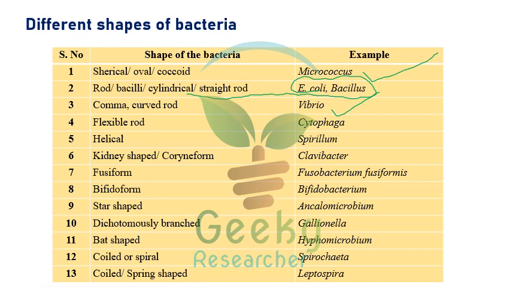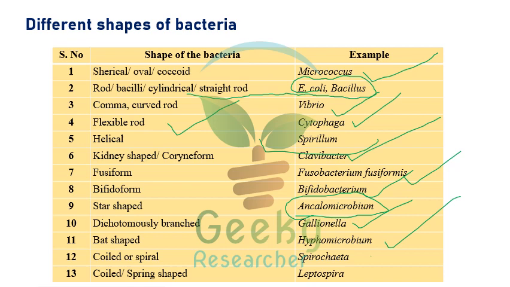The next one is flexuous rod, cytophaga; helical, spirillum; kidney shaped or coryneform, the example is clavibacter. Fusiform shape, fusobacterium; bifid, bifidobacterium; and star shaped bacterium is stella. It is also an important one. I have seen this question in many exams. And dichotomously branched, gallionella; bat shaped, hyphomicrobium; coil shaped or spiral shaped, spirochete; and again coil shaped or spring shaped, leptospira. These are all the different shapes of bacteria.